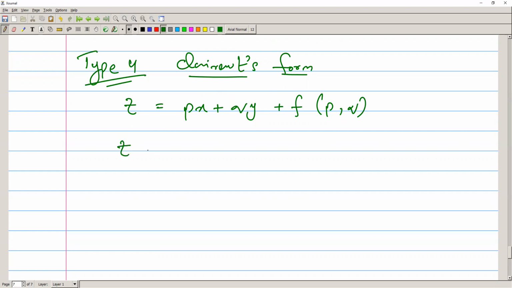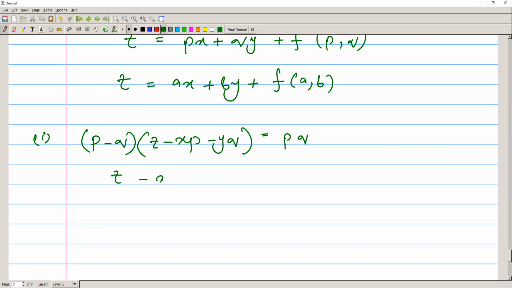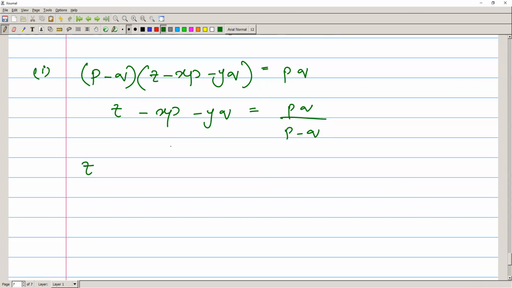So the solution will be of the form z is equal to ax plus by plus a function of ab, right? It's so easy. We will take some examples and you can see that. And we don't need to use the auxiliary equation here, right? So question number 1 says that (p minus q) times (z minus xp minus yq) is equal to pq, right? So we can easily separate this by just taking this p minus q to the denominator on the right hand side. So we can see that it's separated, right? So we can take this xp and yq to the right hand side: xp plus yq plus pq over p minus q. So this is the form.